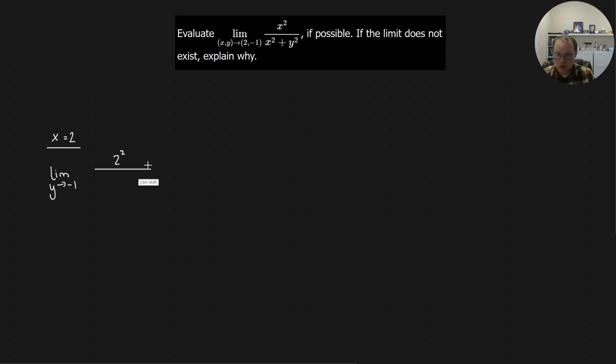Okay? So I get 2 squared over 2 squared plus -1 squared, plus y squared. Right? If I just plug in -1, I don't get anything like 0 over 0. There's no indeterminate form here. So I could just plug in, and I get 4 over 5, 4/5. That's because this function is continuous in y, at least at the point we're looking at. It's continuous when y is -1. And when a function is continuous, the limit value equals the actual function value. So I could just plug in.